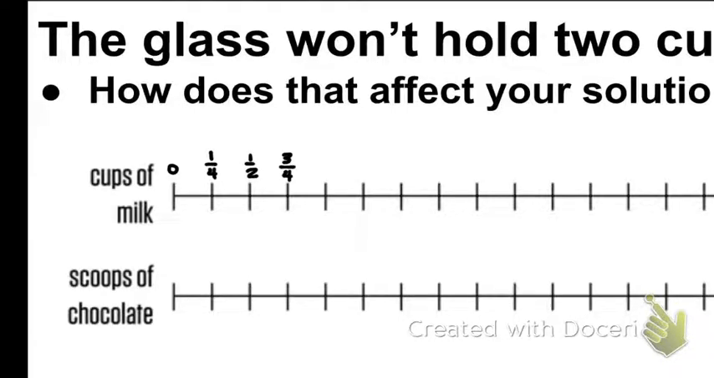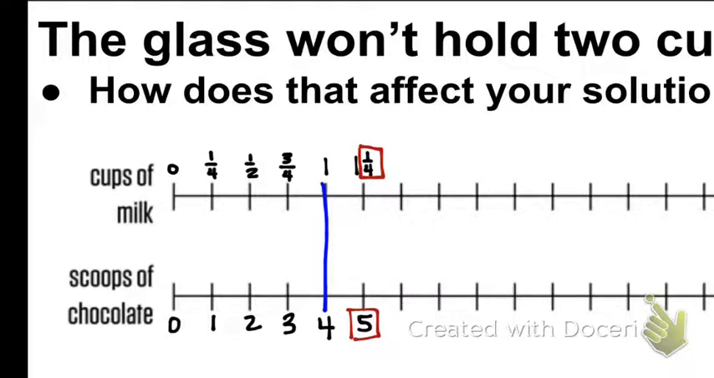Let's look at this. We had 1 and 1/4, and that was for the 5 scoops, right? 5 scoops, add another 1/4, because this makes the perfect cup of chocolate milk. This would get us to 2, but the cup is not that big. So I can't go any bigger than that. Are there any other options that would work?